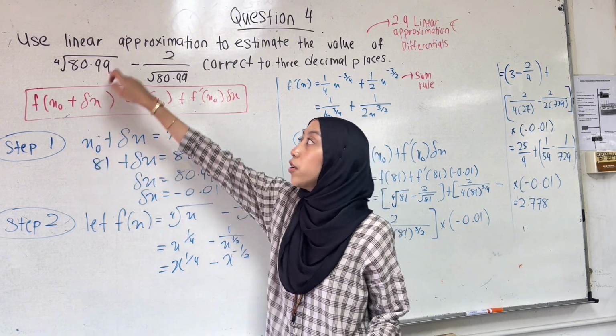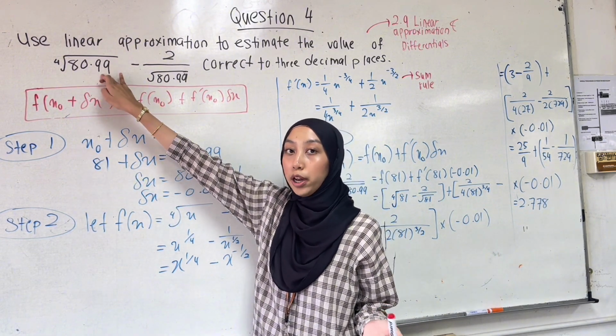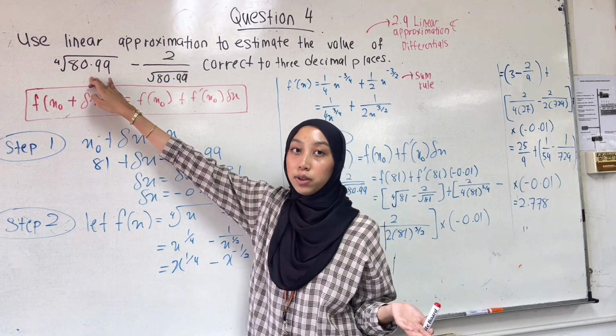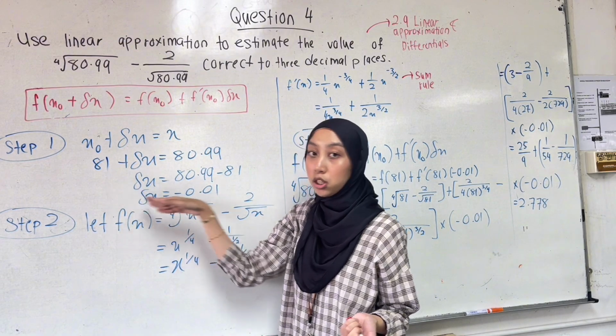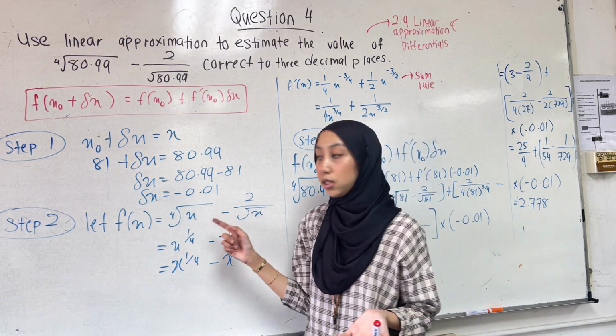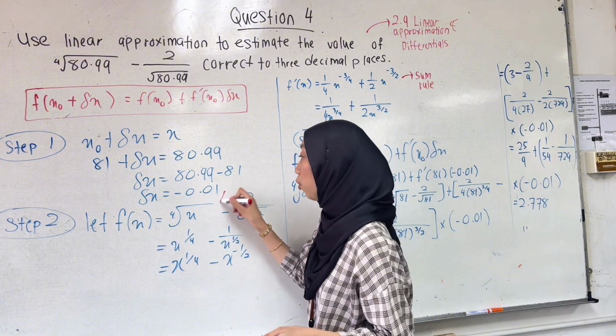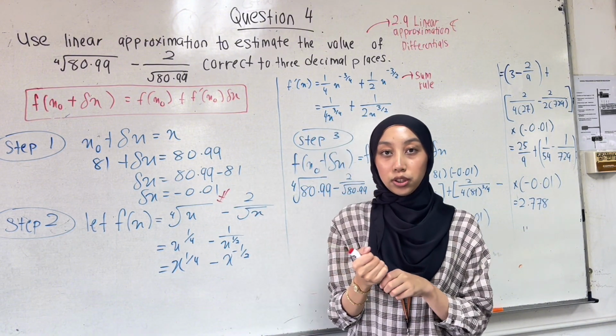It's by looking at the nearest number to the given value. So for this question, the given value is 80.99. So the nearest number to it is 81. And then we calculate it as usual, and we will get the final answer for delta x equal to negative 0.01. So let's move on to the next step.